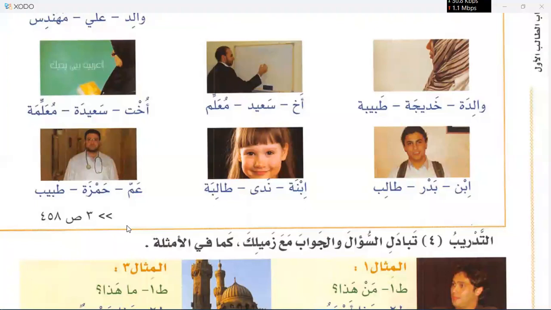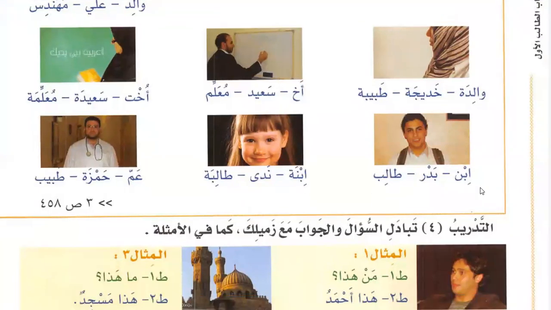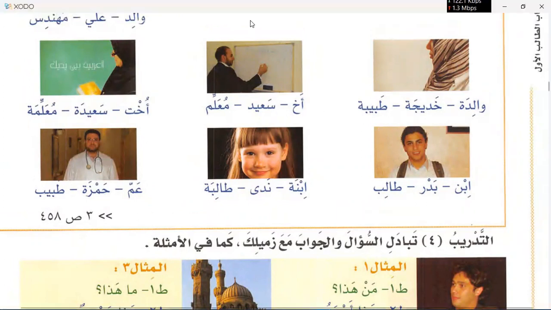Next, Mr. Shamiro. Miss Vidad. Assalamu alaikum. Wa alaikum assalam. Okay. Haza ibni Badr. Huwa talib. This is my son, Badr. He's a student. Hadhihi ibnati Nada. Hiya taliba. This is my daughter, Nada. She's a student. Haza ammi Hamza. Huwa tabib. This is my uncle, Hamza.